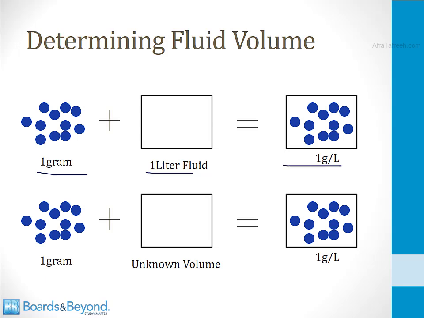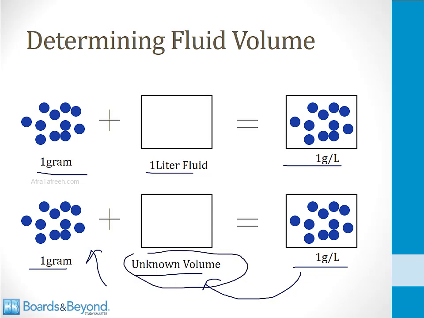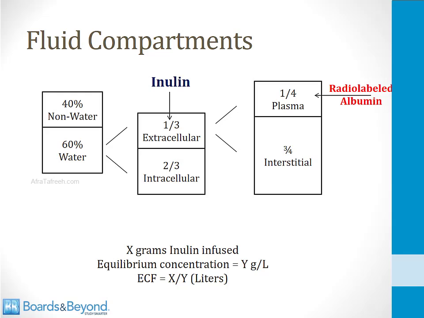In an experiment, what we can do is add 1 gram of a substance to an unknown volume of the body and then measure its concentration. If we determine that the concentration is 1 gram per liter, then we can back calculate that the volume into which we added that gram must have been 1 liter. And this is the way these experiments are done to determine the volume of fluid in a particular compartment of the body. The two classic substances used experimentally to determine the volume of fluid compartments are inulin and radiolabeled albumin.